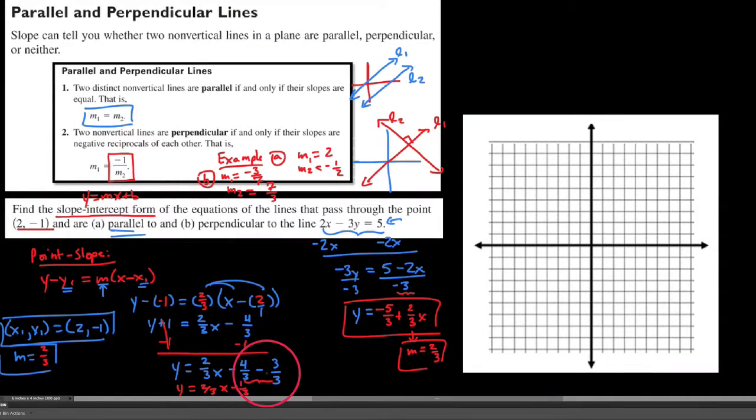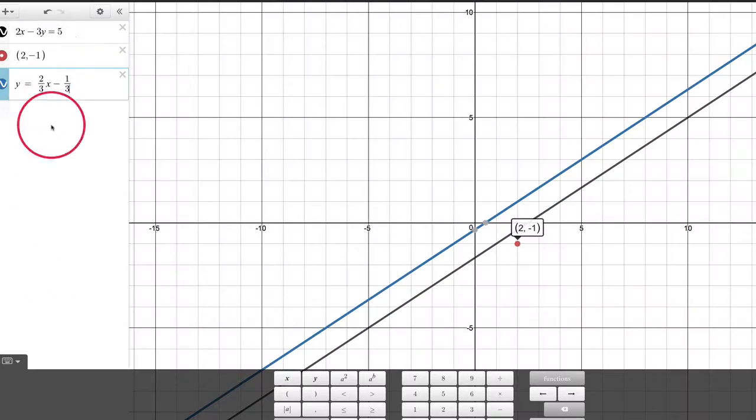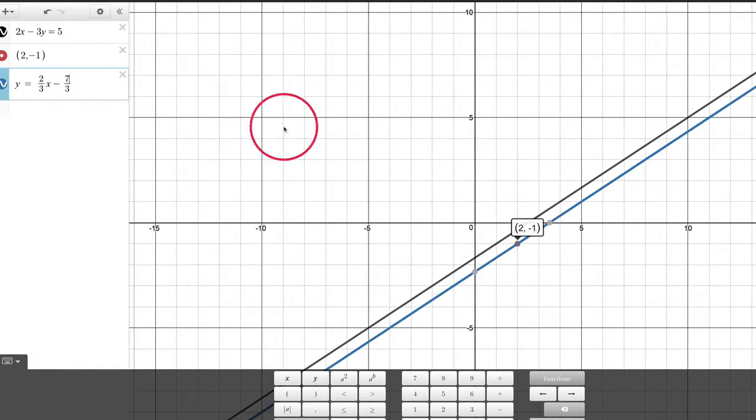Let me check my signs here. Oh my goodness, you guys, two negatives. When you take negative 4/3 and negative 3/3, it's negative 7/3. So that's going to help things a little bit here. Negative 7/3. Apologies. But taking a look at this negative 7/3, we'll just go ahead and switch this over to 7. You can see that it definitely goes through 2, negative 1 and is parallel.